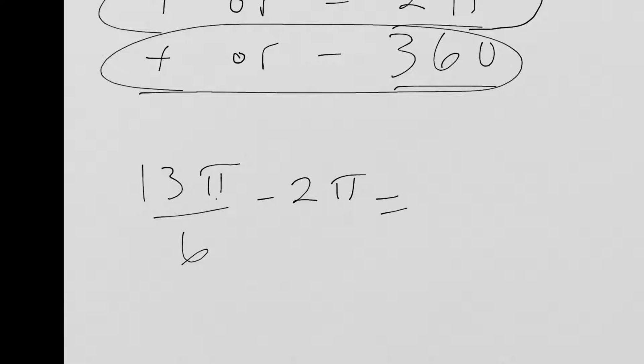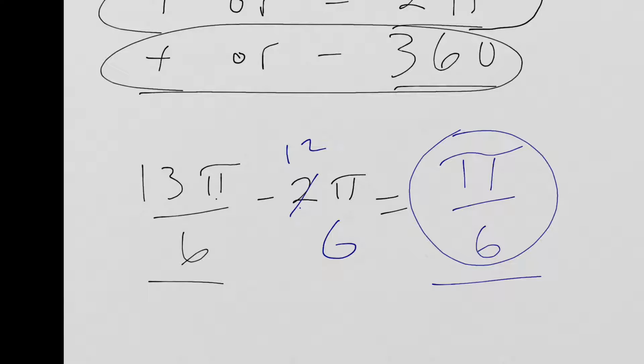Okay, so now we have a fraction minus 2 pi. In order to do this math, we need to get a common denominator. The common denominator would be 6. So I multiplied the fraction on the right by 6 over 6, which means I'm going to have to turn this 2 into a 12, because 6 over 6 times 2 pi becomes 12 pi over 6. And now we just do the math. 13 pi minus 12 pi is just pi over 6. So for part A, a coterminal angle for this angle is pi over 6.